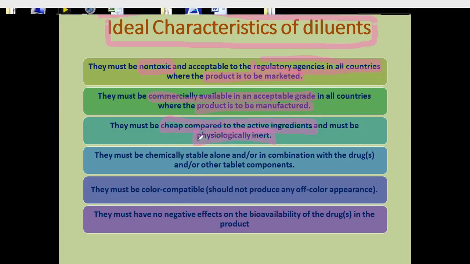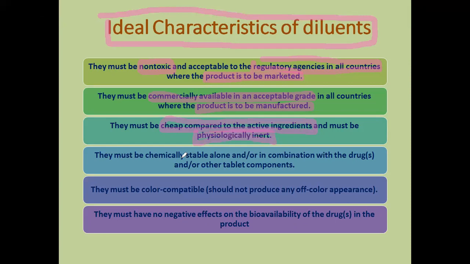As I told you, we can't have a single excipient which will meet all the ideal requirements for a particular category of excipient. Now they must be chemically stable alone or in combination with the drug or other tablet components. They must be color compatible and should not produce any off color appearance. Many a times when you use a certain type of diluent, it leads to discoloration or color changes in the blend of the powders, so it should not produce any off color appearance in a formulation.